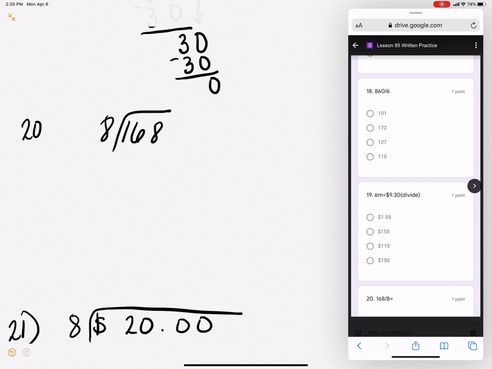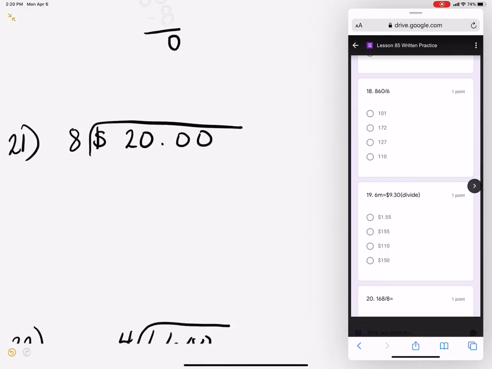168 divided by 8. 8 will not go into 1, but it will go into 16. 2 times 8 is 16. None left over. Bring down your 8. 1 times 8 is 8 with no remainder. 21 is your answer with no remainder.